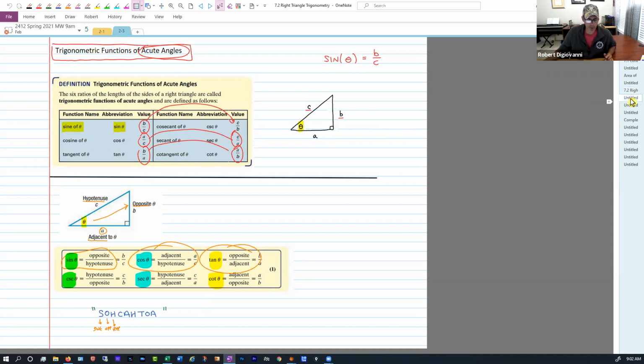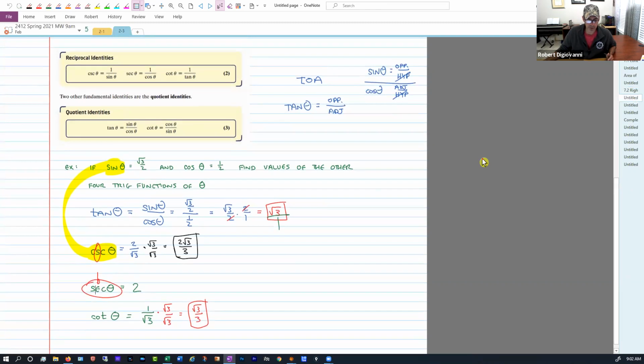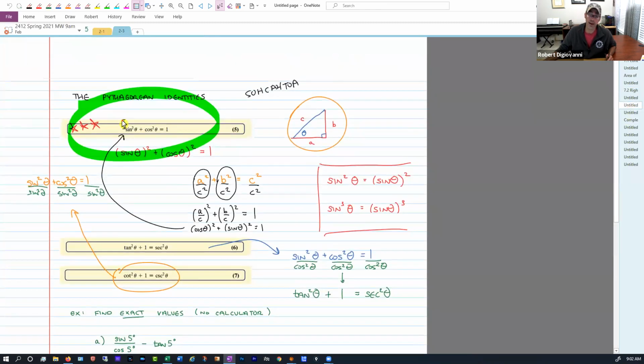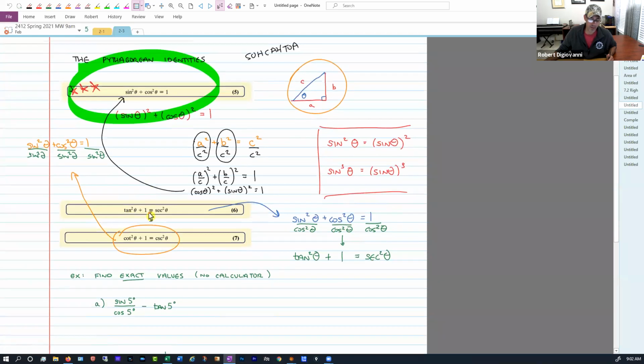And then we did a couple of examples, and we got to this point here where I introduced the Pythagorean identities, and I showed you where the first one came from, and then we derived the other 2. So just make sure that you're aware that those are there.